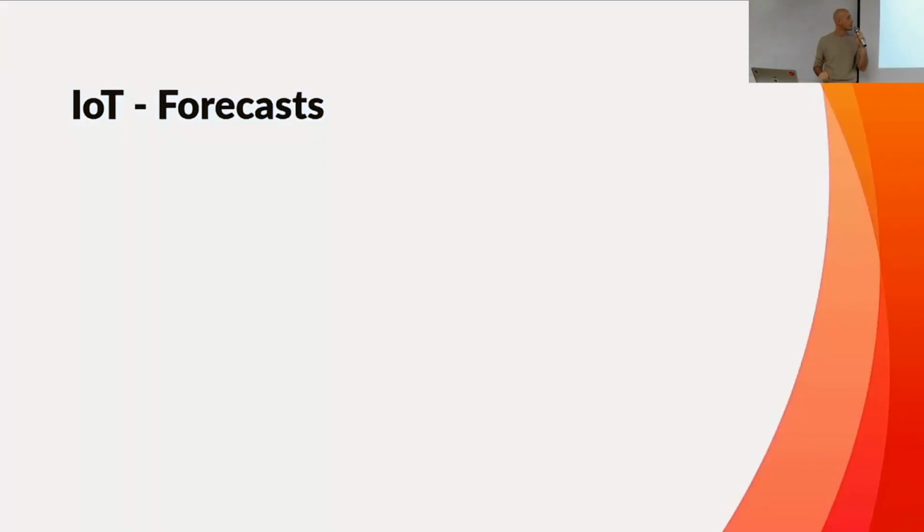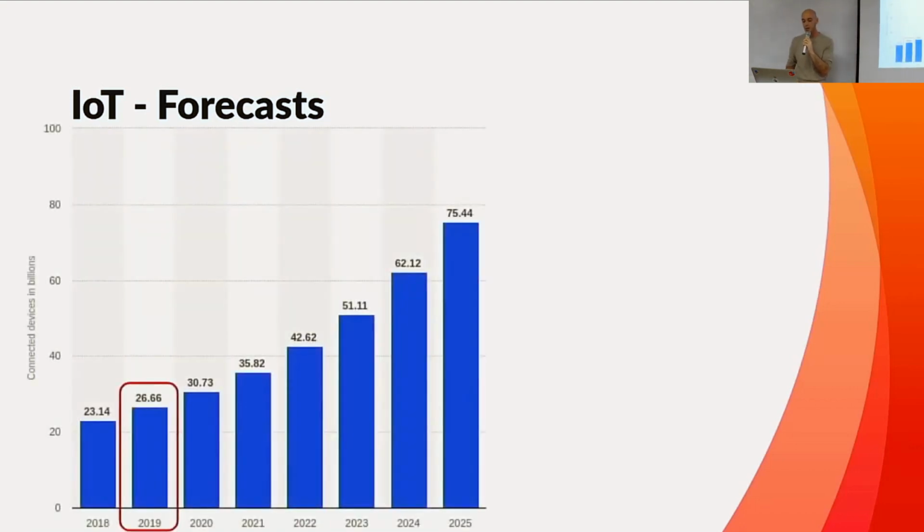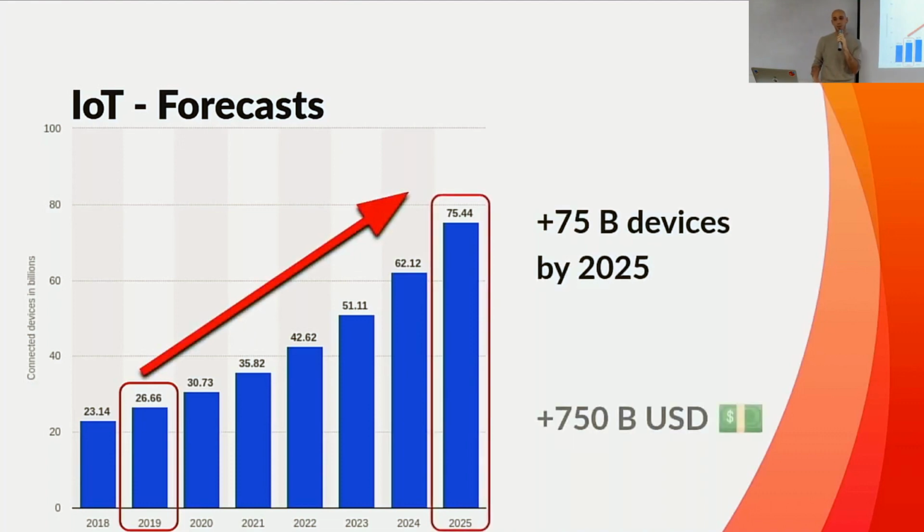So okay, we've seen these three categories, and how about we talk a little bit about the future for IoT? So, IoT forecasts. According to Statista.com, as of today we have 26.5 billion devices connected to the internet. And still according to the same website, by 2025 the number will skyrocket and will triple. And we will have about 75 billion devices connected to the internet, generating a market share of 750 billion US dollars, which if you ask me, is a lot.